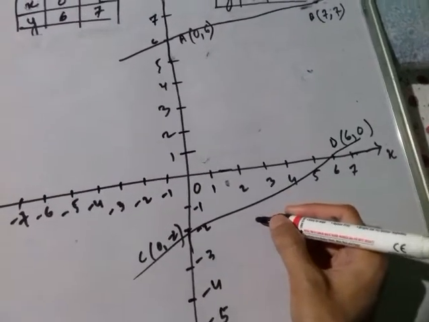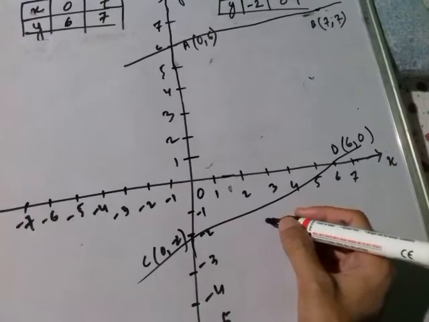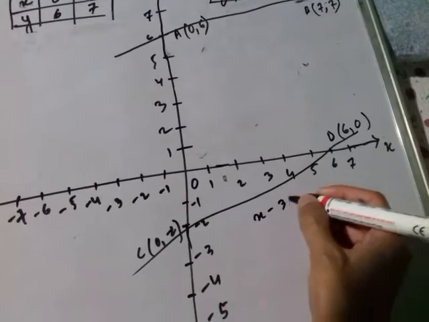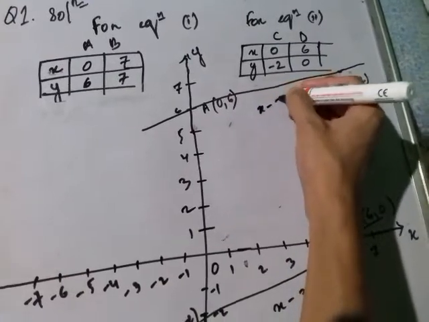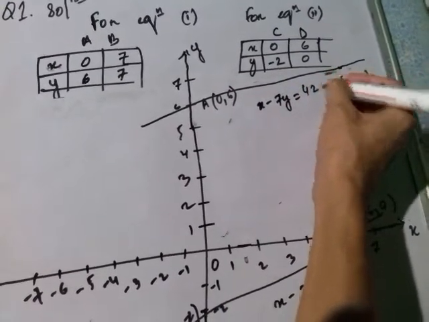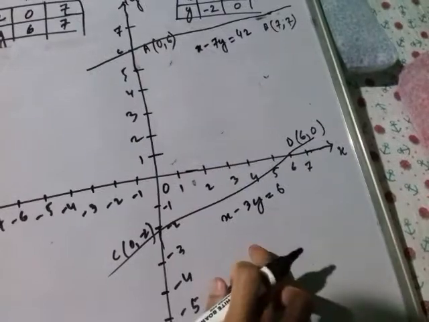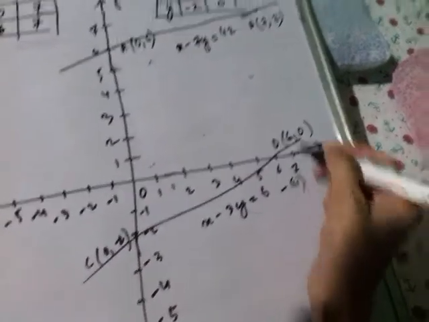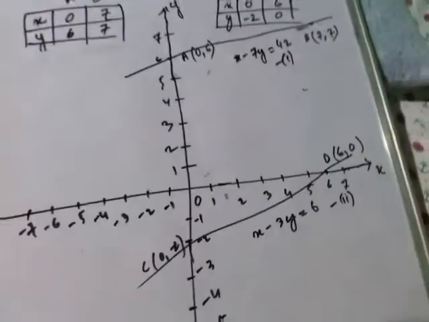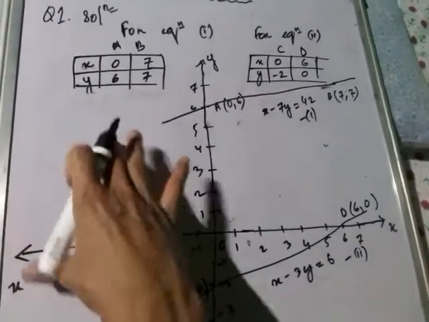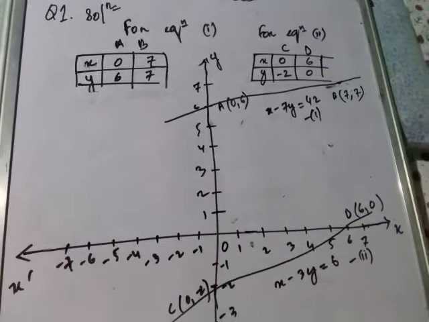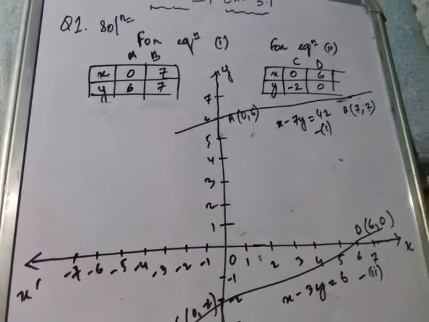So you put equation 2 here: x minus 3y equals 6, and here for equation 1 you put x minus 7y equals 42. You put like this. This will be for equation 1 and this will be for equation 2. You can put it like this also. So this is how to plot a graph. Understand how to plot a graph? So you will make it properly and correctly in your assignment copy.